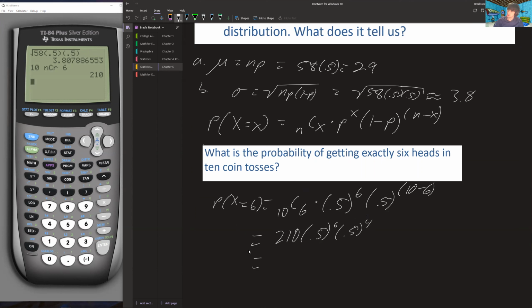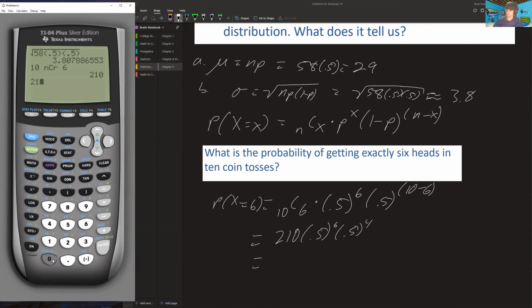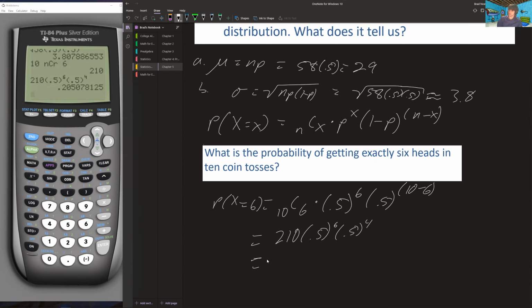So that's why you know it's going to be 4. Anyway, so it's going to be 210 times 0.5 to the 6th times 0.5 to the 4th. And we get approximately 0.2051 for our probability. Okay.